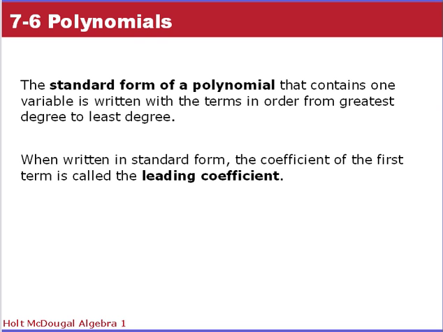Now for standard form, a polynomial that contains one variable is written with the terms in order from the greatest degree to the least degree. And some of you have asked about this in prior classes. So they go from the largest degree to the smallest degree. When written in standard form, the coefficient of the first term is called the leading coefficient. So the leading coefficient is the coefficient in front of the monomial with the greatest degree.